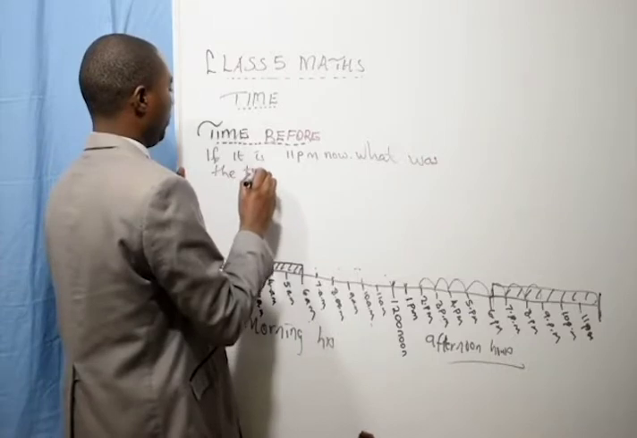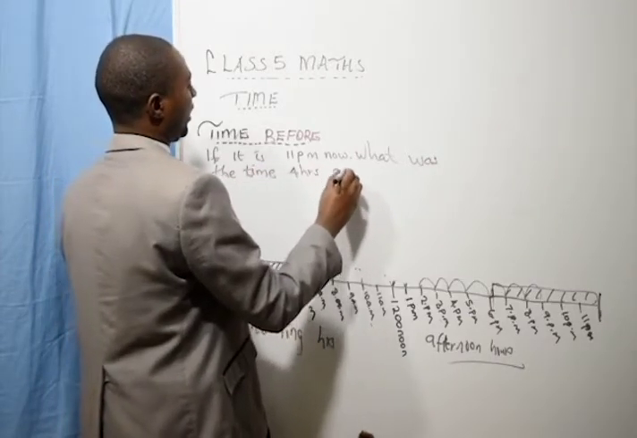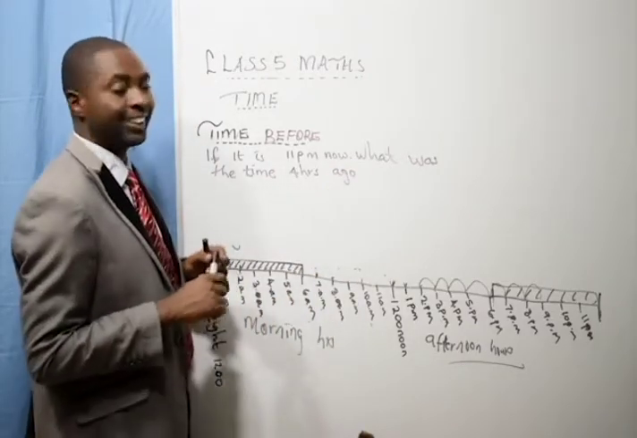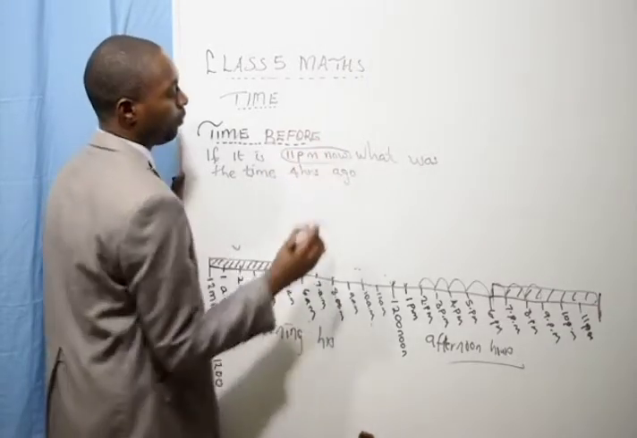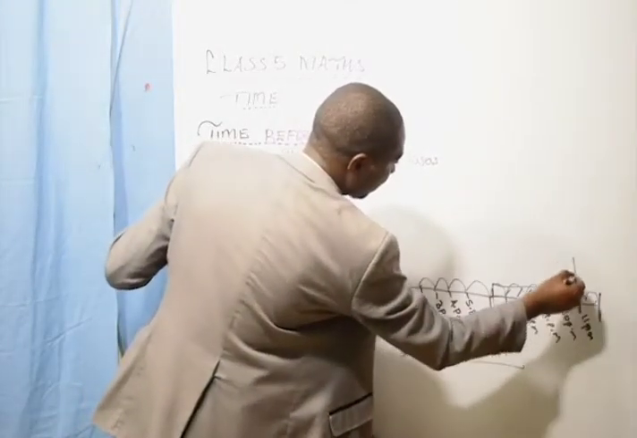The time 4 hours ago. Which one is the time now? You write the time now, 11 p.m. Mark it somewhere. It is here.